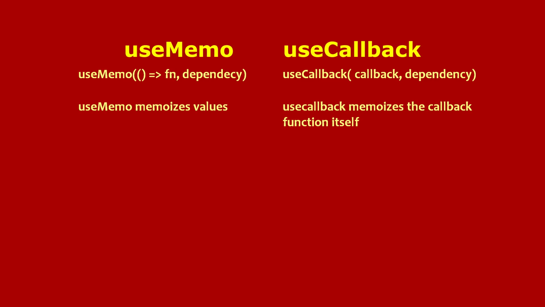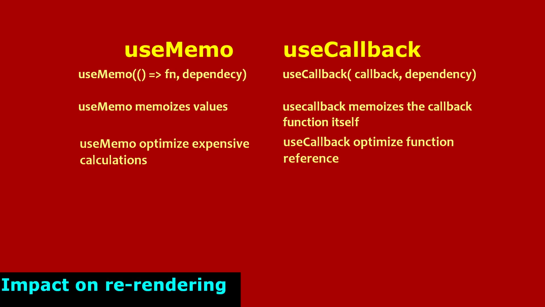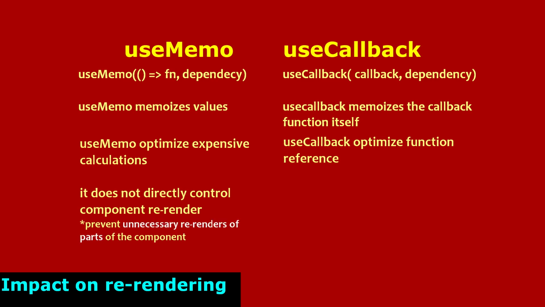So the second difference is useMemo optimizes expensive calculations and useCallback optimizes function references. Let's take a look at the impact of both hooks on re-rendering. useMemo doesn't directly control component re-render itself. It plays a crucial role in optimizing specific parts by memoizing the results. If a component relies on a memoized value and that value remains the same due to useMemo, that part won't re-render even if the component itself does.